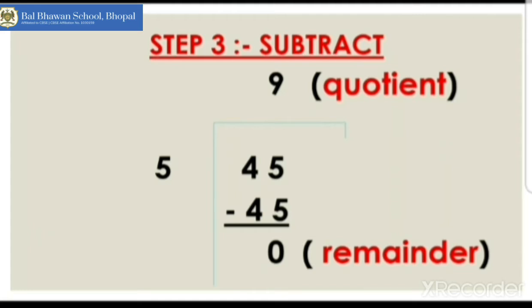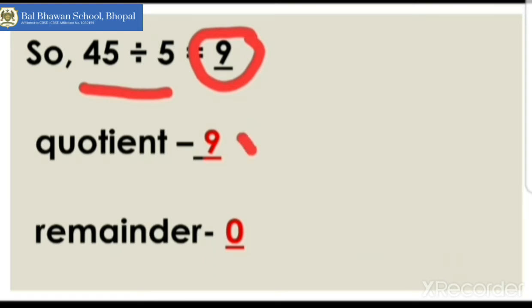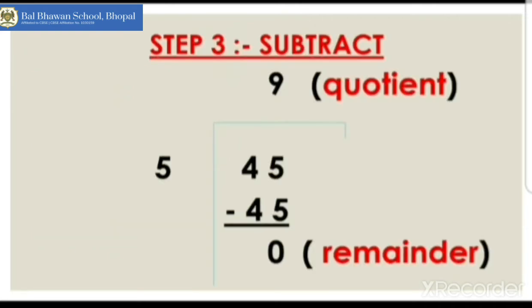Now you have got the remainder, so after this we will stop our division, whether it is 0 or any other number. After getting the remainder, we will stop. We are done with our division. Here the remainder is 0. So 45 divided by 5 is 9, that is, your quotient is 9, and the remainder is 0.